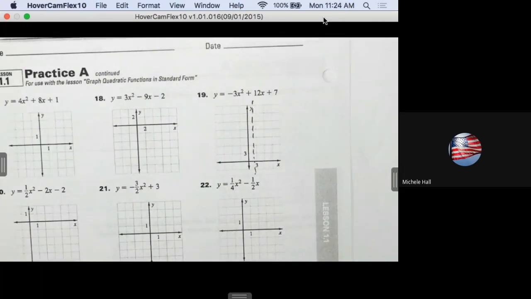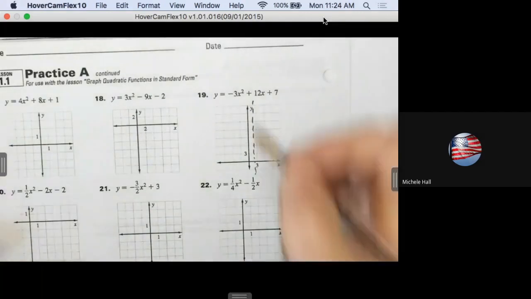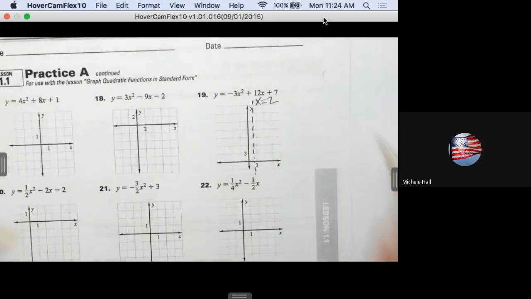What kind of line is that? Vertical. It's a vertical line. Vertical lines have equations, and the equation is x equals 2. That's how you label it. Don't write AOS and then draw an arrow to it.